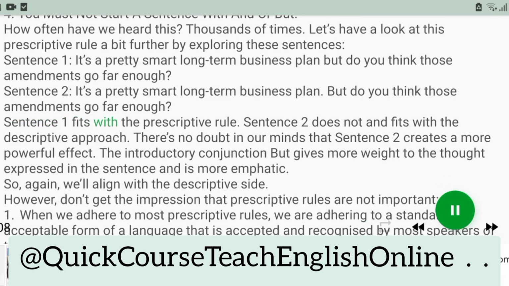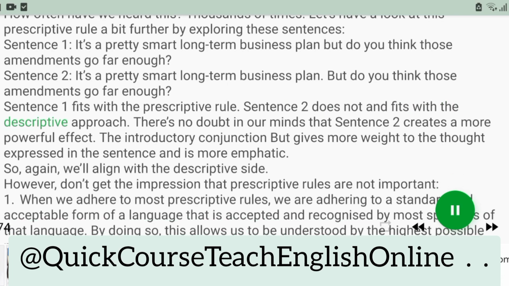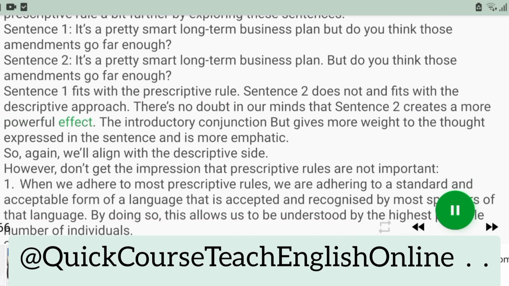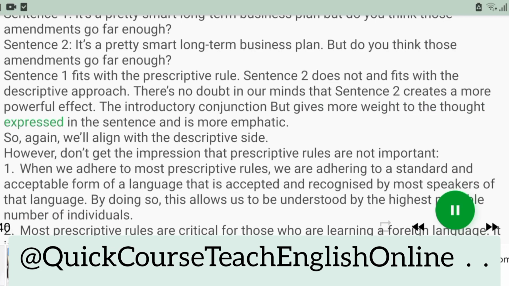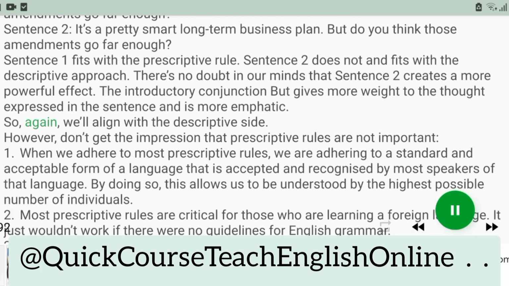Sentence 1 fits with the prescriptive rule. Sentence 2 does not and fits with the descriptive approach. There's no doubt in our minds that sentence 2 creates a more powerful effect. The introductory conjunction "but" gives more weight to the thought expressed in the sentence and is more emphatic. So, again, we'll align with the descriptive side.